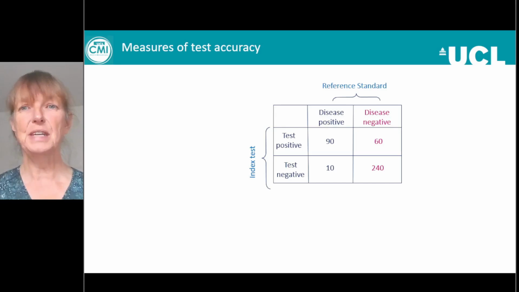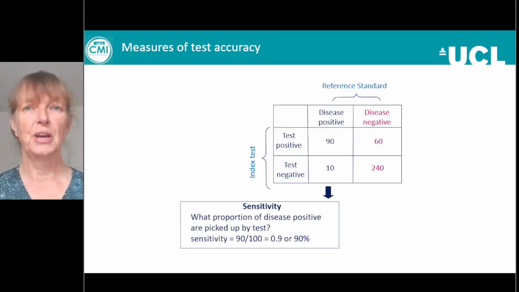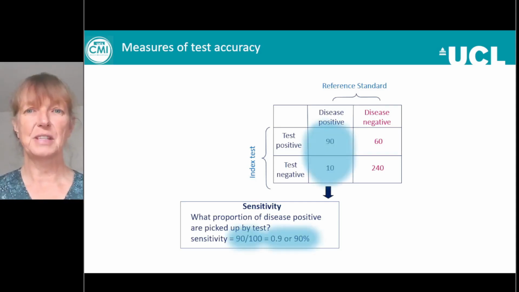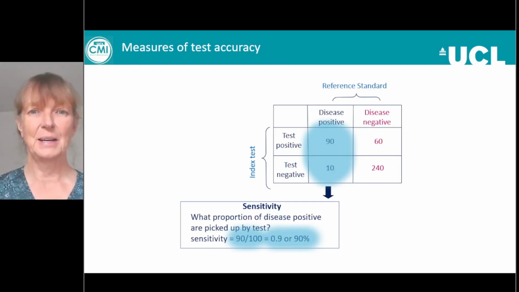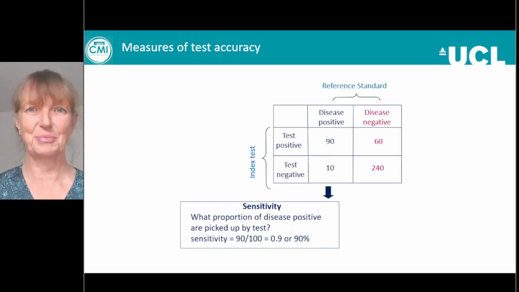Okay, and we can use these results in the 2x2 table to make different summary measures of accuracy. One of those is sensitivity, which is the proportion of people with the disease that are picked up by the test. So these are disease positive as defined by the reference standard. So the proportion of those that we pick up with our index test, that's 90 over a total of 100 people with the disease. So sensitivity is 90 over 100 or 0.9 or 90%. You can express sensitivity as either a proportion or as a percentage.